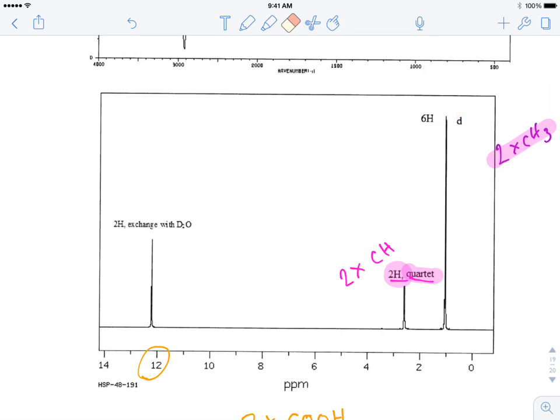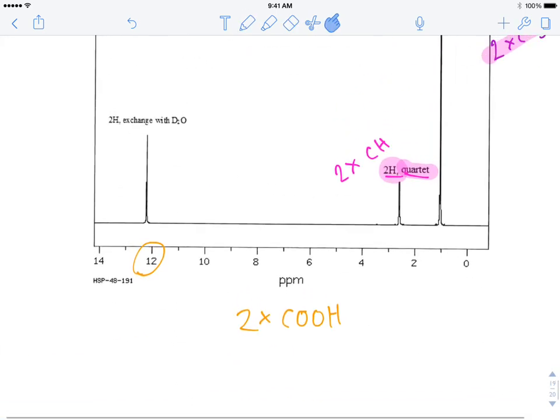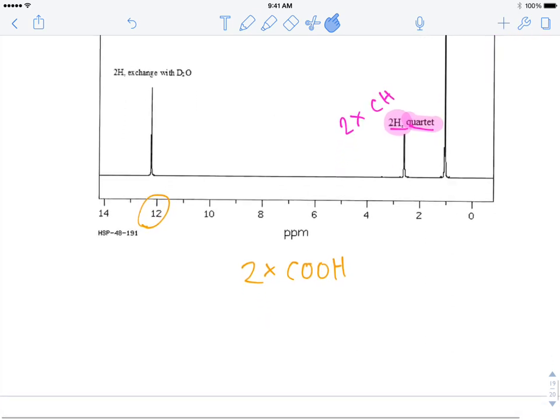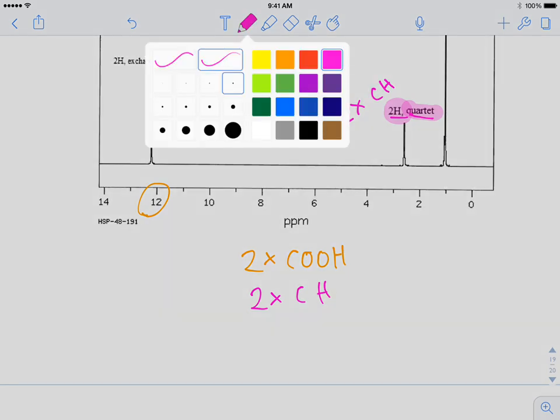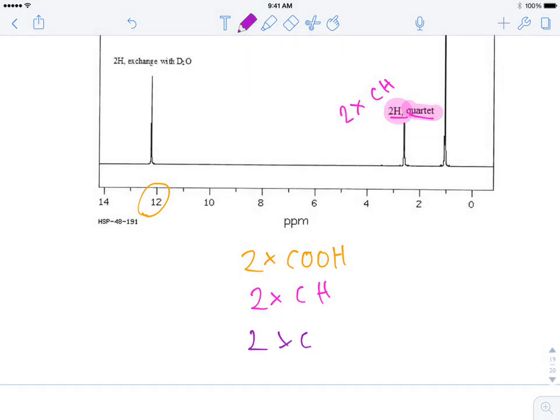And we have all of our pieces, because now we have 2 carboxylic acids, which counts for 2 carbons. We have 2 CH2s, 2 CHs, and 2 CH3s. And so we have all of our carbons. We have 2, 4, 6 carbons. We have 4 hydrogens, and we have 1, 2, 5 times 2, 10 hydrogens, which accounts for our molecular formula.